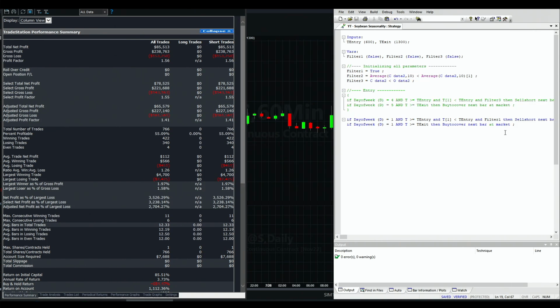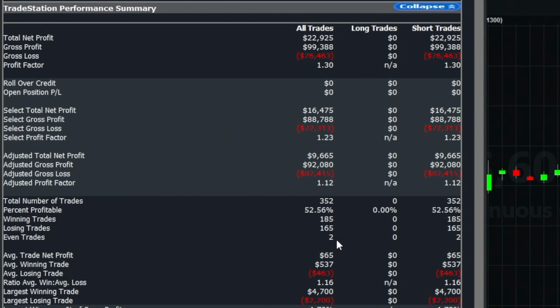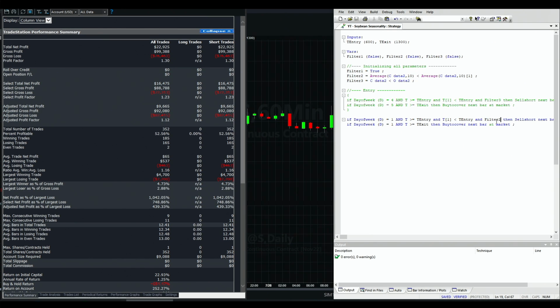So if I introduce the filter again, this is a trend filter only using the moving average, and we reduce the number of trades by half. Also, our average trade drops significantly, almost 50%. Of course, that's not good.